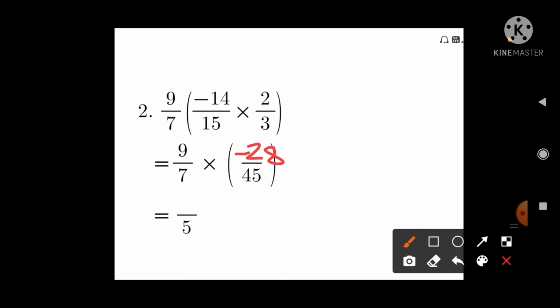Therefore, I divide here, 7 ones are 7 and 7 fours are 28, minus sign as it is. 9 ones are 9 and 9 fives are 45. Here minus 4 into 1 gives us minus 4 and 5 ones are 5. Therefore, our final answer is minus 4 upon 5.